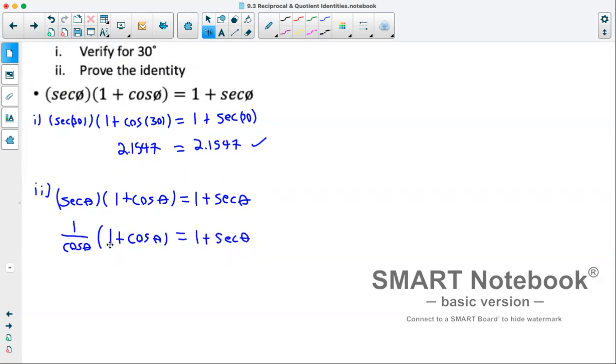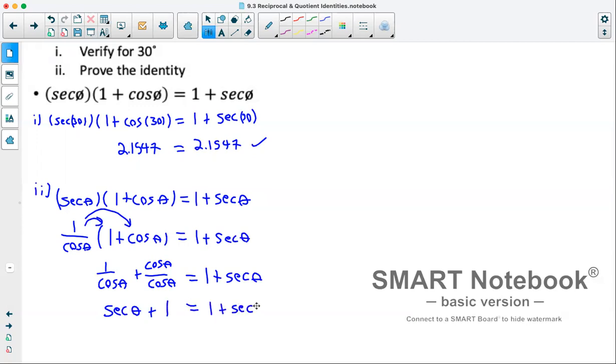So 1 over cos times 1 is 1 over cos. Now we're going to multiply this by this. So that's going to give us plus cos theta over cos theta. And we'll leave this side the same for the time being. Okay, 1 over cos theta is secant. So we've got secant theta plus cos over cos, which is 1, equals 1 plus secant theta. So we have essentially the exact same thing on both sides of our equation. So we can say our identity is proven.